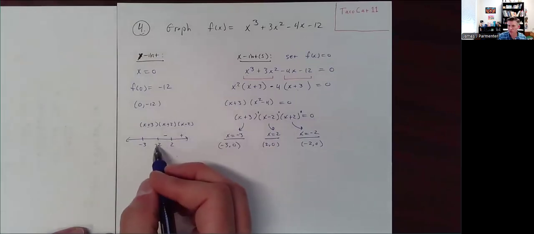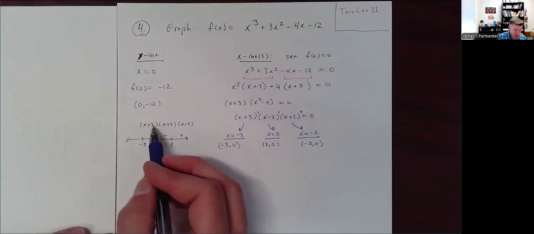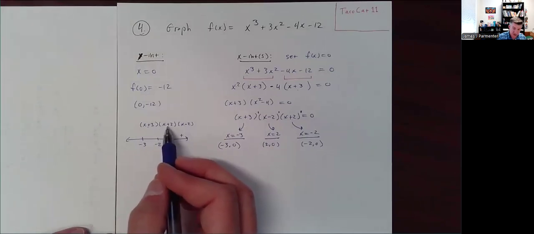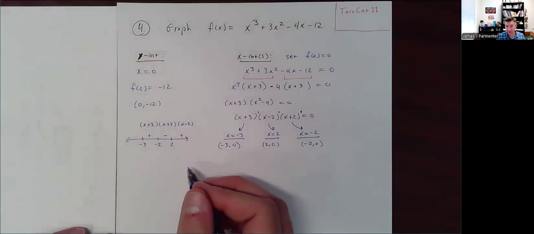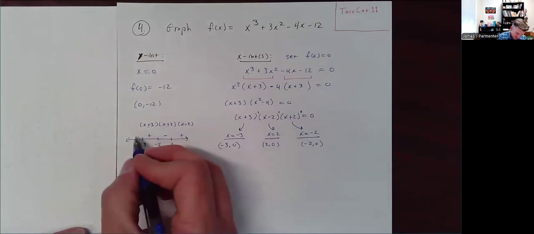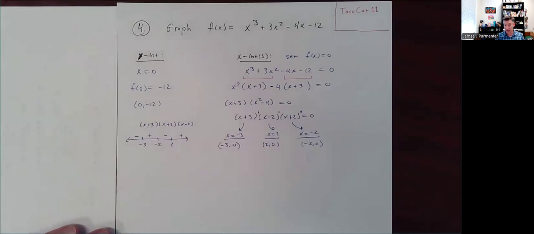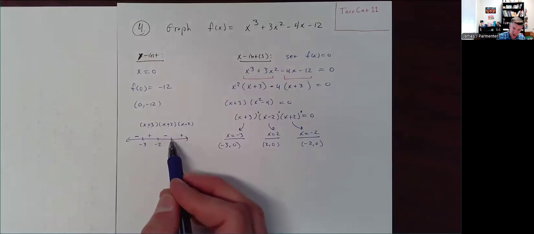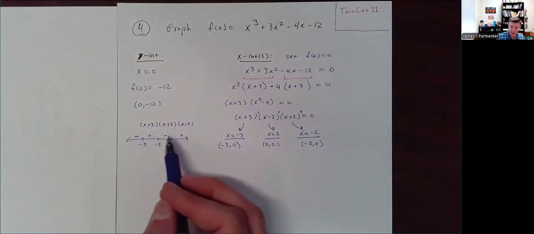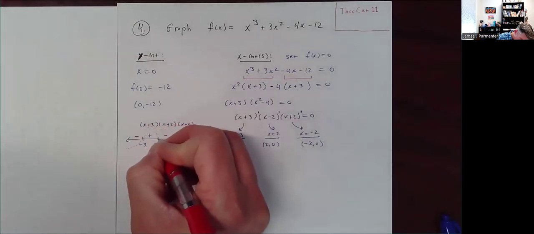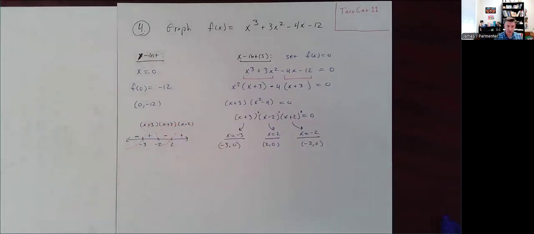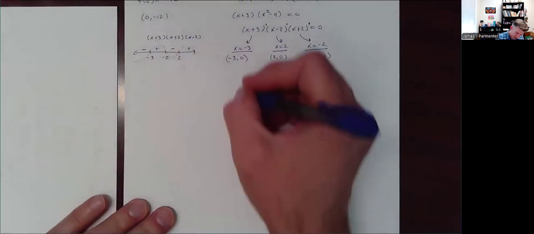Pick negative 2.5. Negative 2.5 plus 3 is positive. Negative 2.5 plus 2 is negative. Negative 2.5 minus 2 is also negative, so it's a positive times a negative, which is positive. Finally, pick negative 5. Negative, negative, negative, the whole thing is negative, because 3 negatives multiplied together is a negative. And look, just like I said, every time we get to an x-intercept, we're going to change signs, either from negative to positive or positive to negative, which means we're going to cross from below to above to below to above. So graphically, here's what this thing should look like.